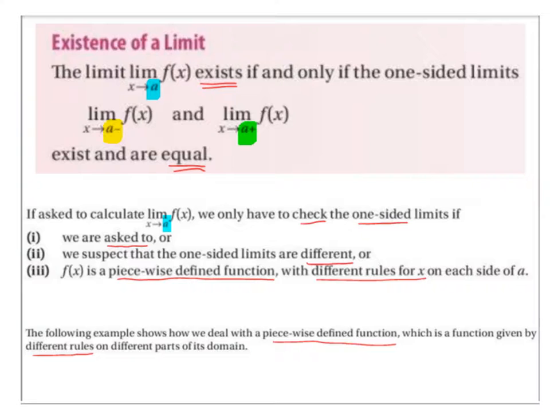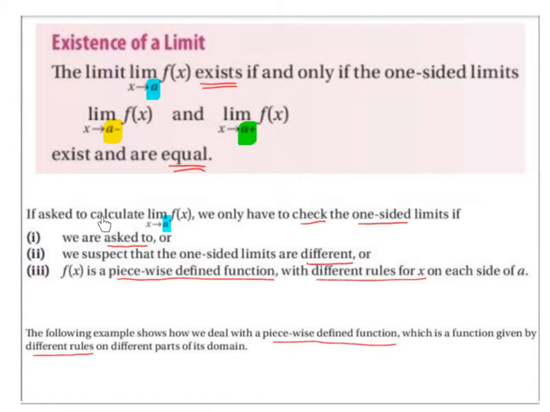Existence of a limit. The limit of f(x) as x approaches a exists if and only if the one-sided limits, the limit of f(x) as x approaches a from the left and the limit of f(x) as x approaches a from the right, exist and are equal. They must be the same.